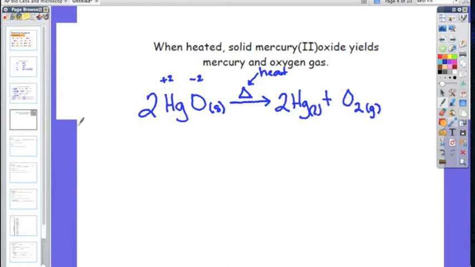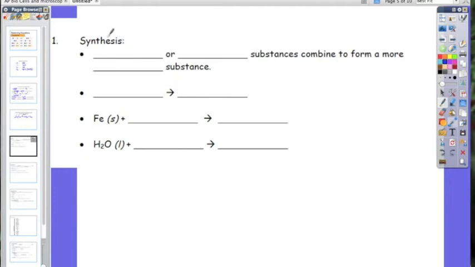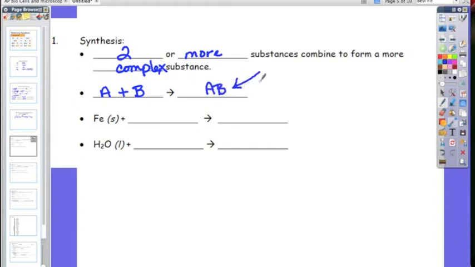Now, there are 5 different types of equations that we're going to talk about, and the first one is a synthesis reaction. Synthesis means to make something. So when you are synthesizing, you're making things. This is when you have 2 or more substances combined to form a more complex substance. The important part is it's A plus B. These could be compounds or elements, but you only have one product. You only have one thing on the right side of your equation.